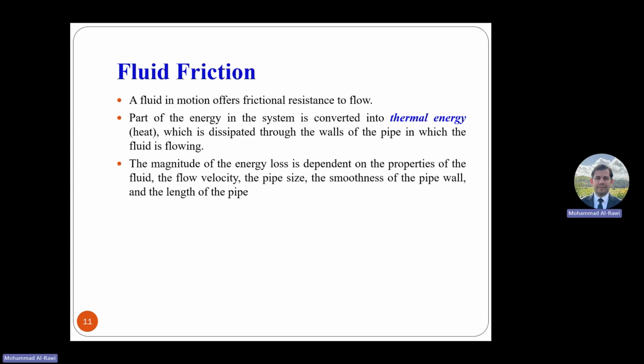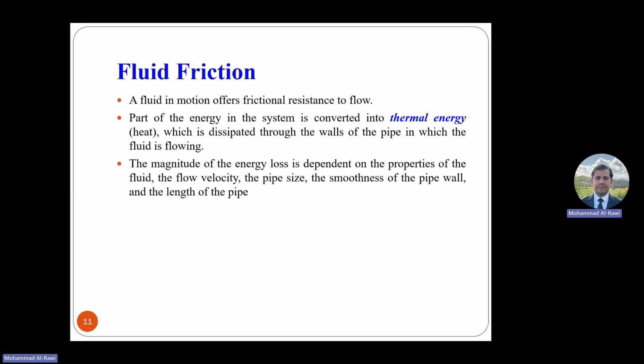Fluid loss due to friction. A fluid in motion offers frictional resistance to flow. Part of the energy in the system is converted to thermal energy, which is heat, and this is due to the internal walls of the pipe in which the fluid is flowing. The magnitude of energy loss depends on the properties of the fluid, the flow velocity, the pipe size, the smoothness of the pipe wall, and the length of the pipe. And this is related to using the Moody chart.